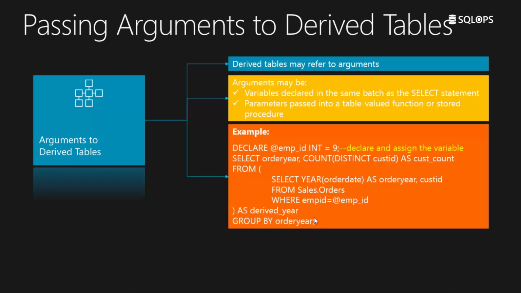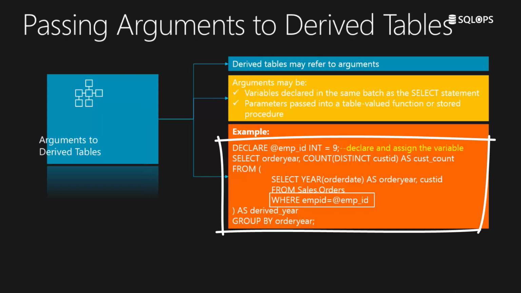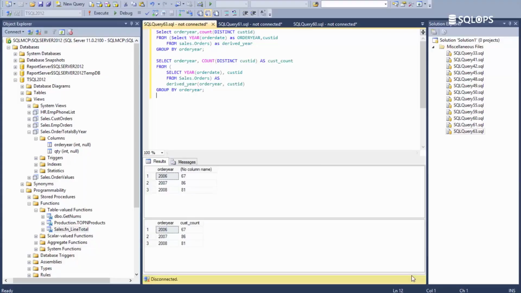For example, in the query that you see here, a local variable marked with the @ symbol is declared for the employee ID. And then a value is assigned to this variable. Then the query accepts the employee ID variable and uses it in the derived table expression. Let's execute this query and see what the results will look like.